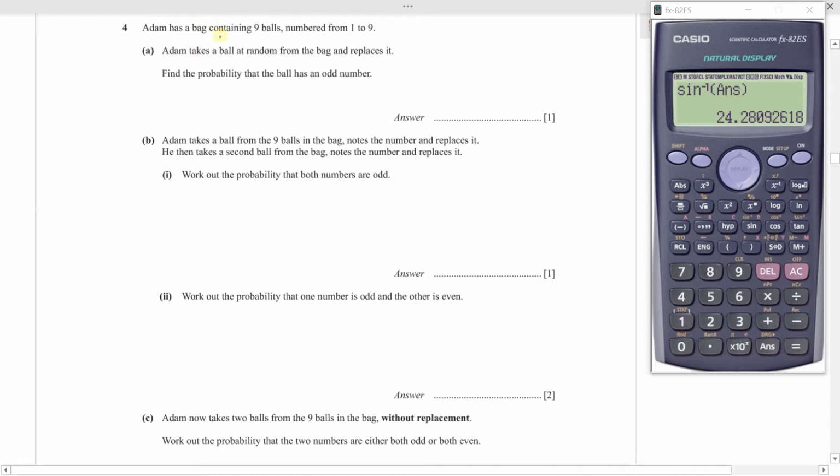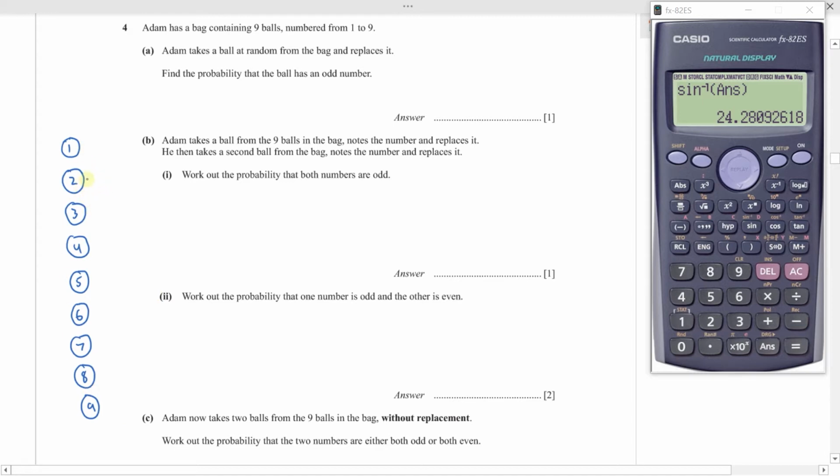Question 4 is: Adam has a bag containing 9 balls numbered from 1 to 9. Adam takes a ball at random from the bag and replaces it. Find the probability that the ball has an odd number. So you have 9 balls, numbered 1, 2, 3, 4, 5, 6, 7, 8, and 9. So you pick one ball. What is the probability that you will get an odd number?